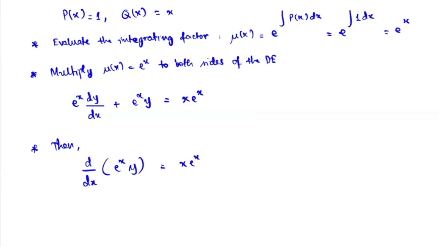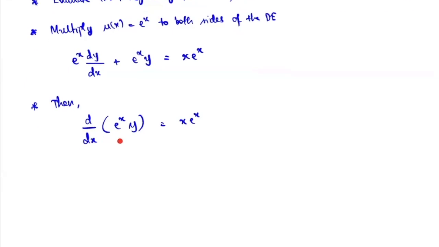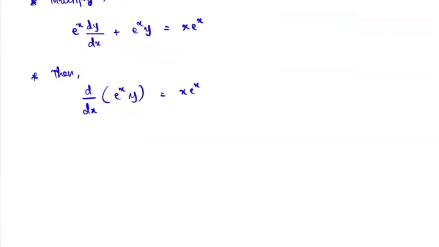Again, why is that the case? If you take the derivative of this product, what do you see? The derivative of e to the x is just e to the x, right here, times y. Then e to the x times the derivative of y with respect to x. So this left-hand side can be written as a product rule. Now you integrate both sides with respect to x, you get e to the x times y equal to the integral of x times e to the x dx.